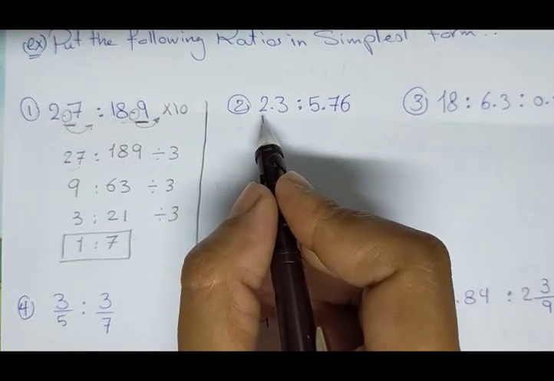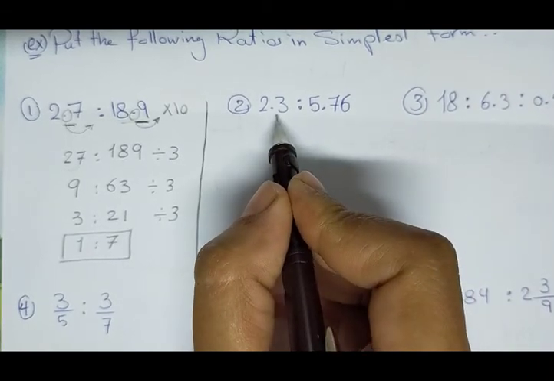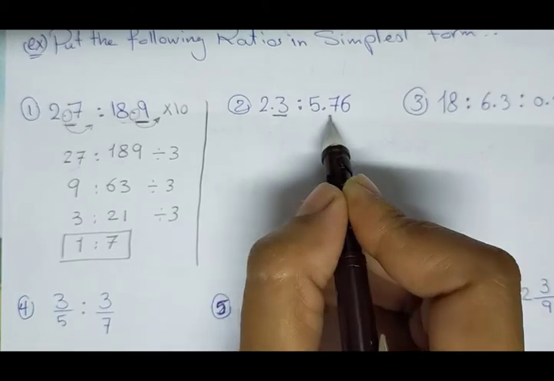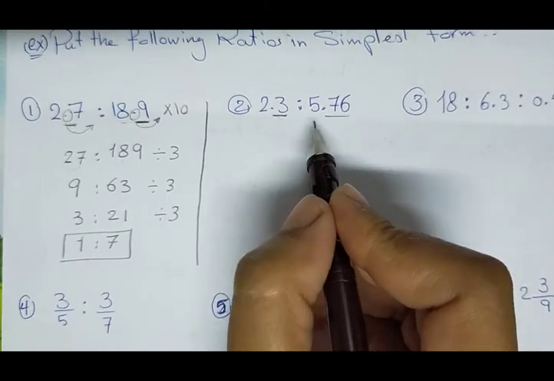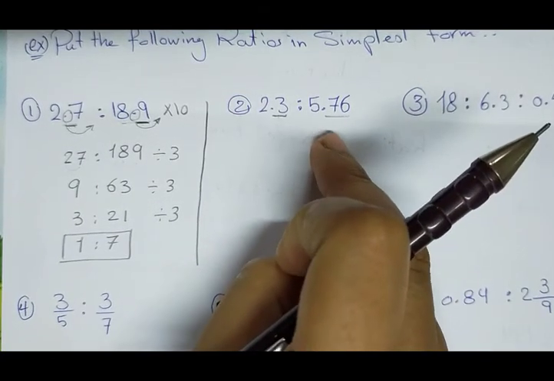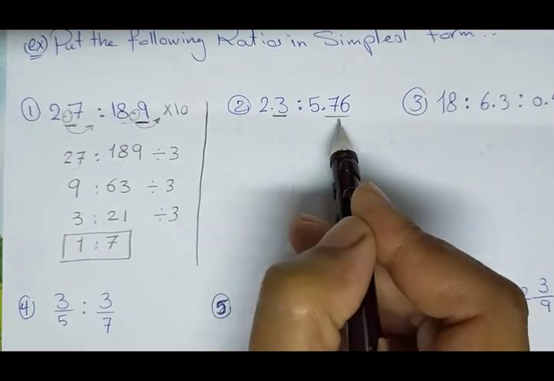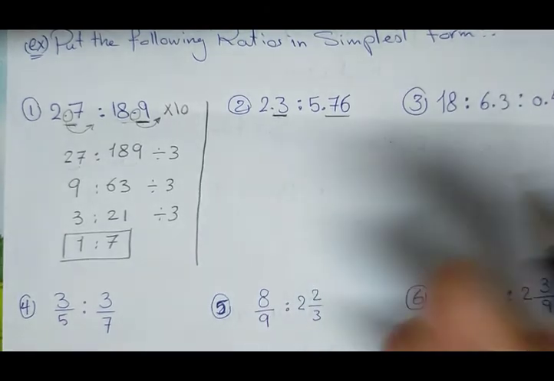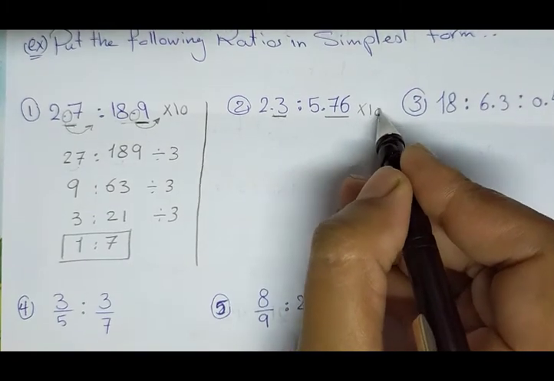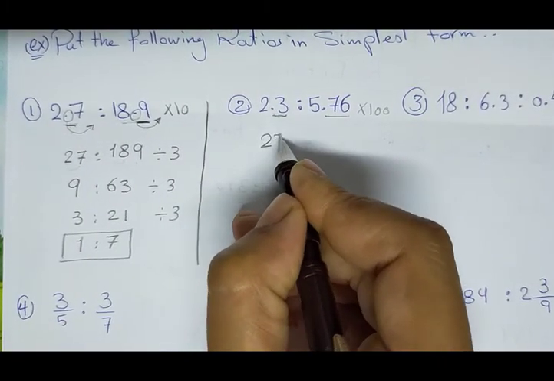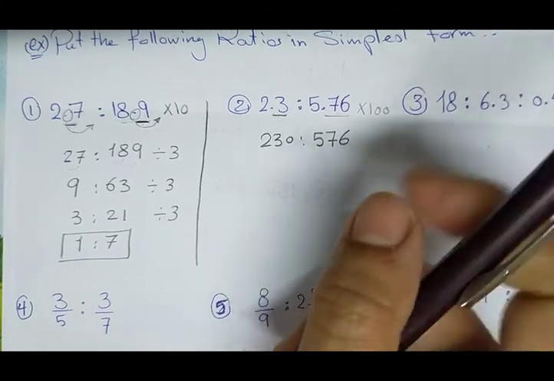Next example, 2.3 to 5.76. The decimal point is after one digit here, and after two digits here. To get rid of it, I can times 10, but I have the same problem in this term, the point after one decimal place. So if the point is after one digit in one term and after two in another term, times the more. So I'll times 100. It becomes 230 to 576.